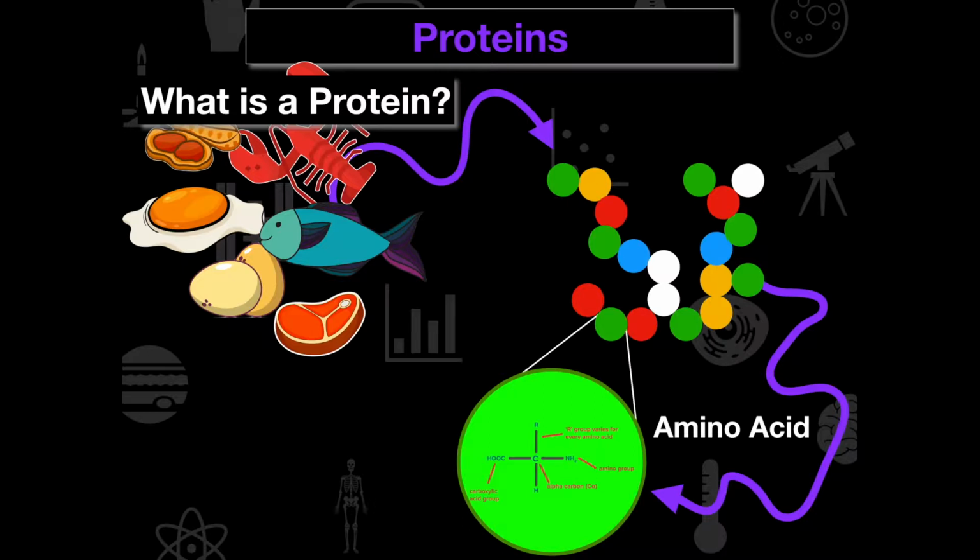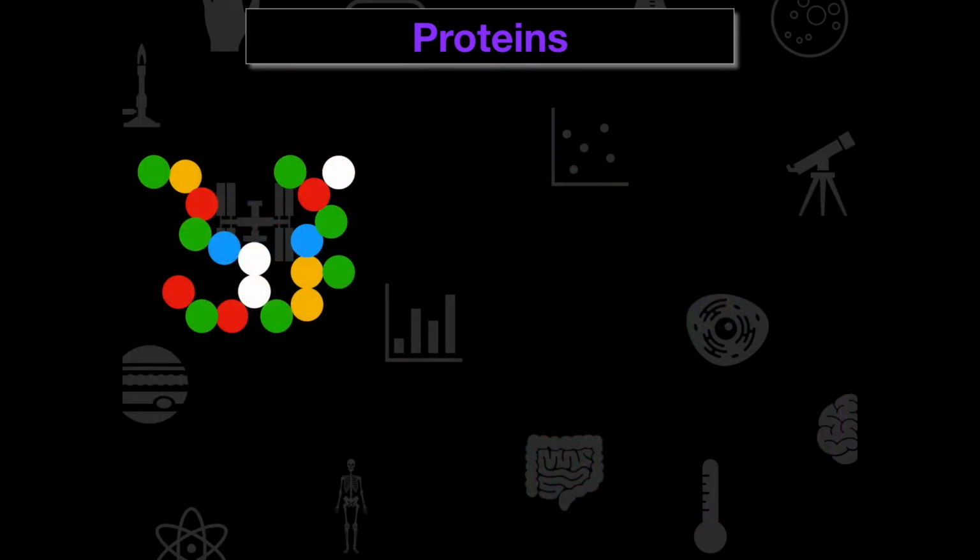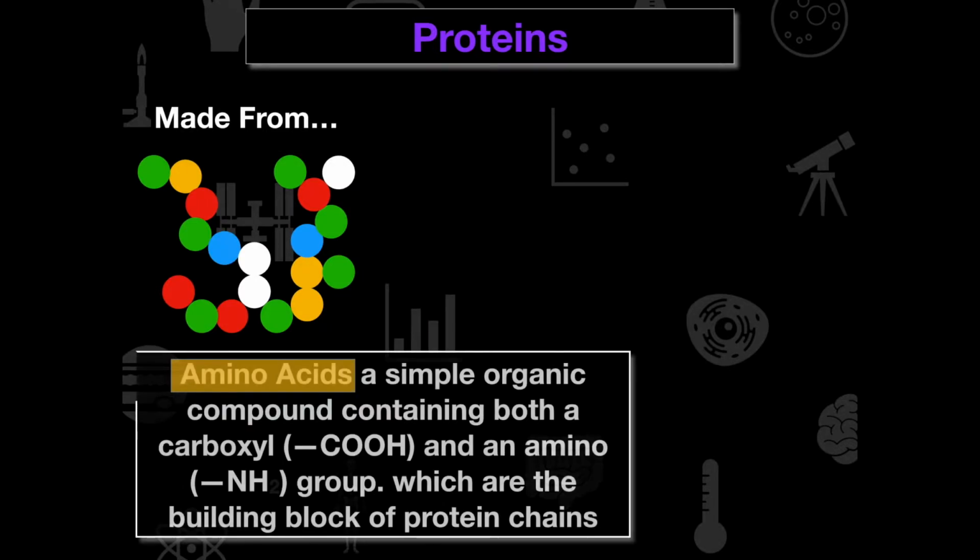Now, they're going to serve a couple of different purposes in our body. They're going to really make up the main parts of cells and the solid material. They're going to help cells divide, and they're also going to help the immune system. But when we're thinking about proteins, it's really that solid structure, or any of the carbon structure, in our body. So proteins, when we talk about them, are made from amino acids.